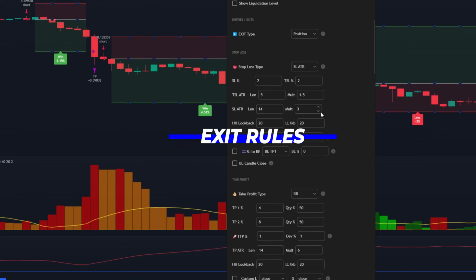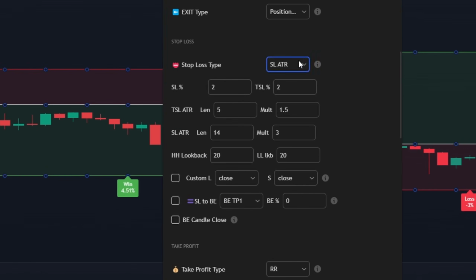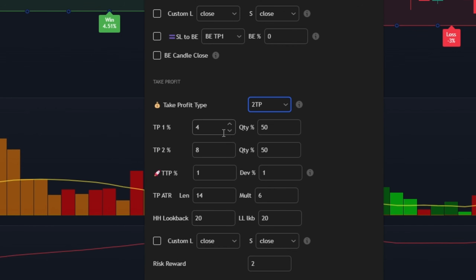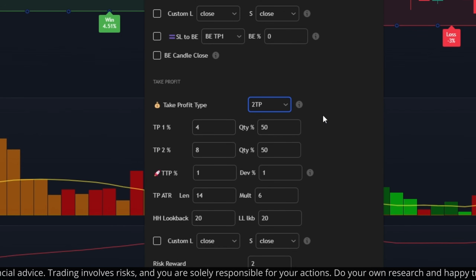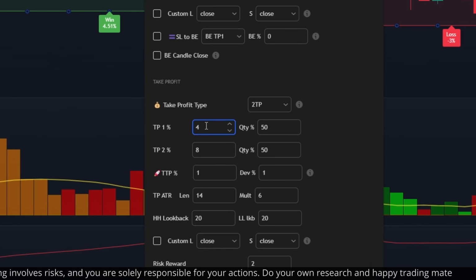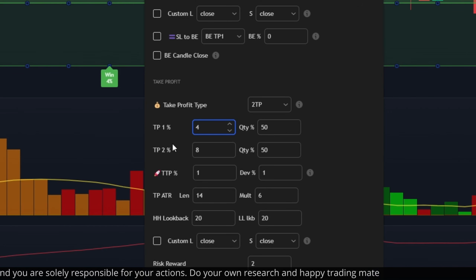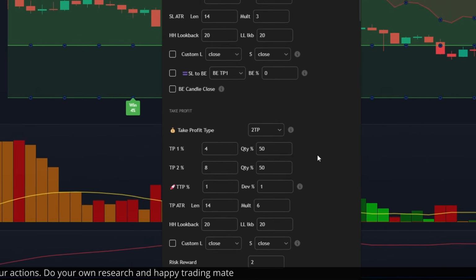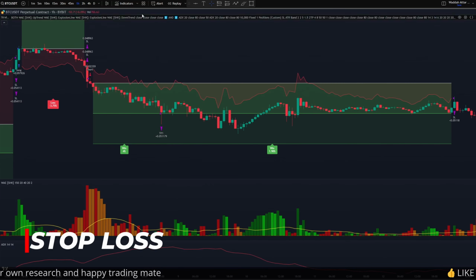Now we can configure our exit rules. For the stop loss, we're gonna set the stop loss ATR bands, and for the take profit, we're gonna set the double take profit based on percentage. So we're gonna take the first take profit at 4% with the 50% quantity, and the second take profit would be 8% with the remaining 50% quantity. Let me first explain about the stop loss settings.